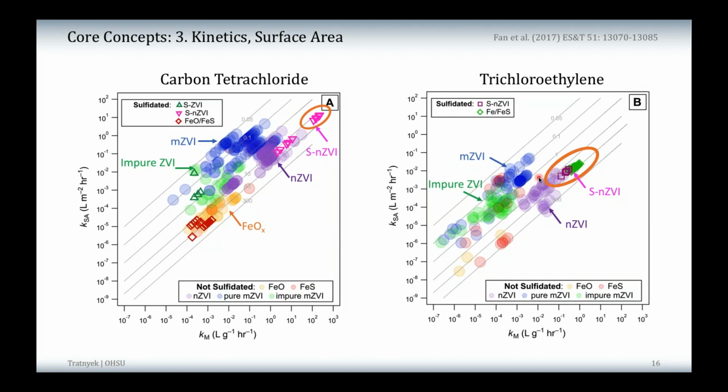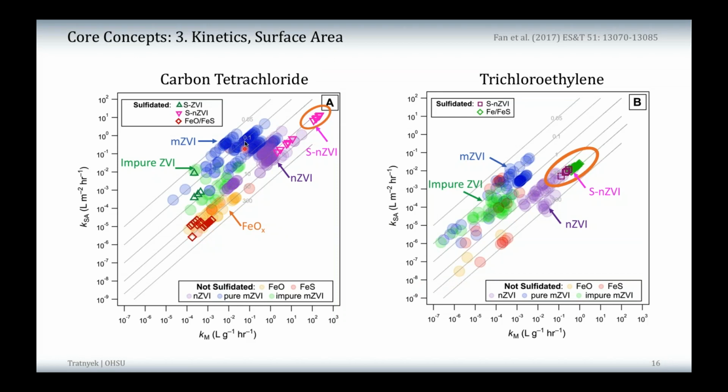This is actually a more significant insight than it might seem at first blush, because note that there's plenty of overlap between this cluster here and that cluster there. So you can cherry pick data and find cases where it would look like TCE reacts faster than carbon tet. But as a general rule, that's not right. As a general rule, carbon tet reacts about 2 times faster by reduction than TCE.